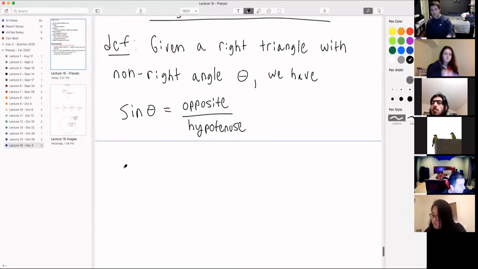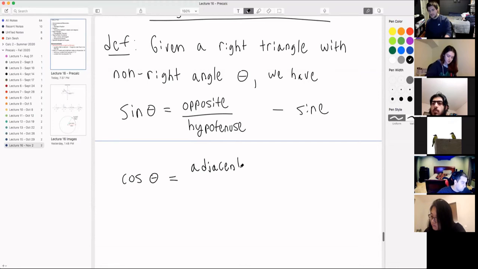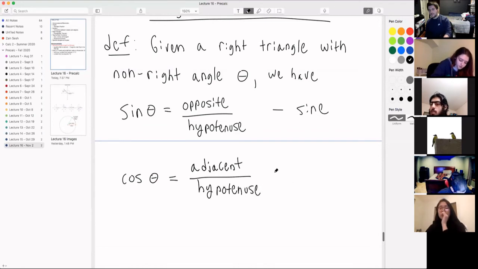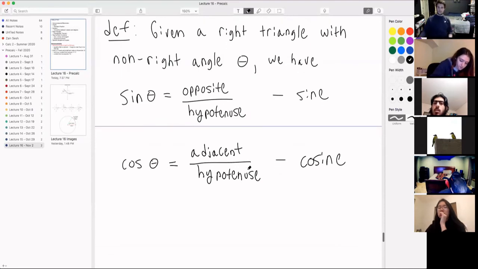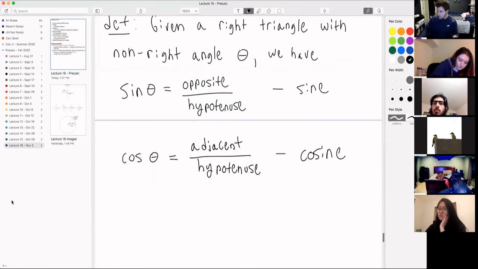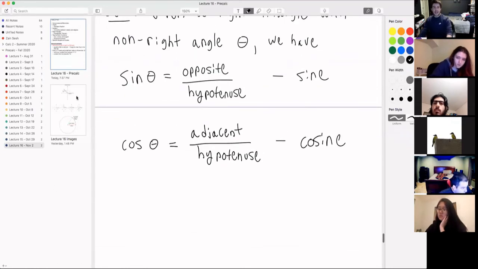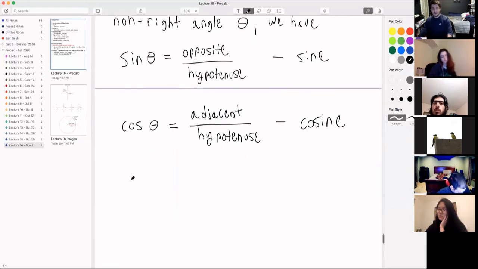The next one will be cosine theta. So this here is sine, S-I-N-E. The next one will be cosine theta. This will be adjacent, the adjacent side divided by the hypotenuse. Okay, and this is cosine.